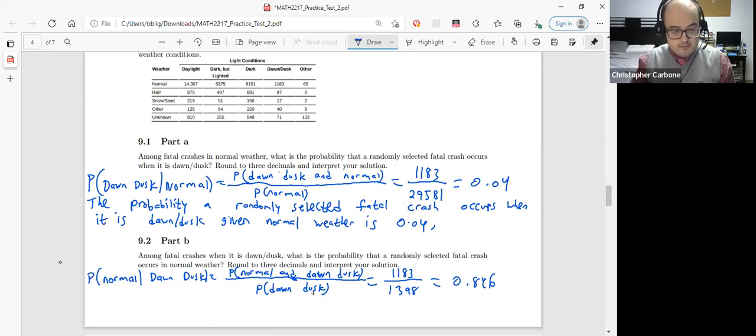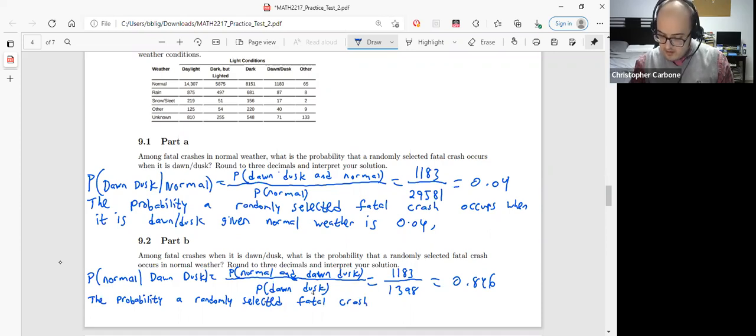So the probability a randomly selected fatal crash occurs when it is normal weather, given it is dawn or dusk, is 0.846.